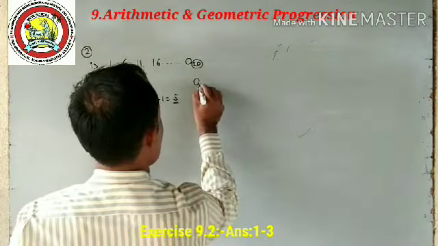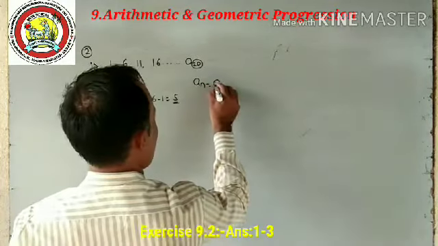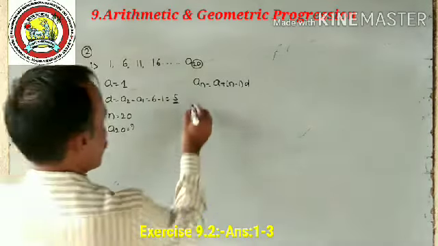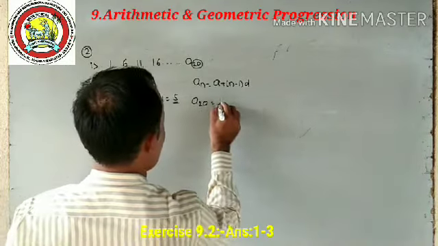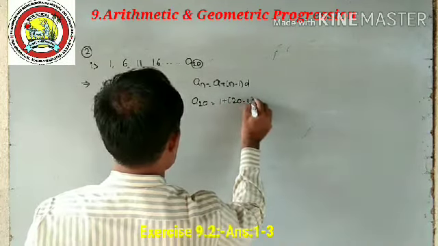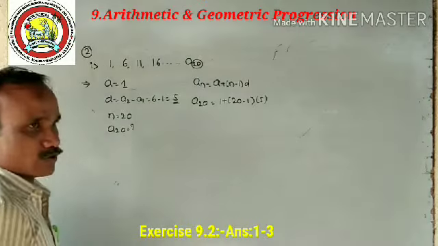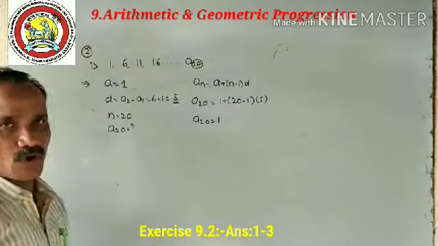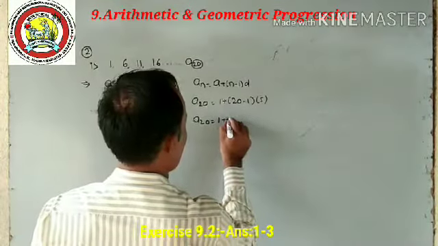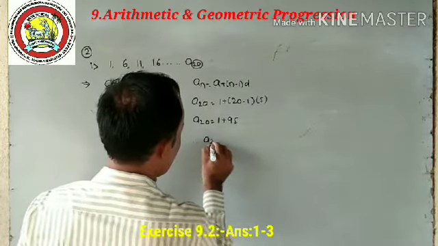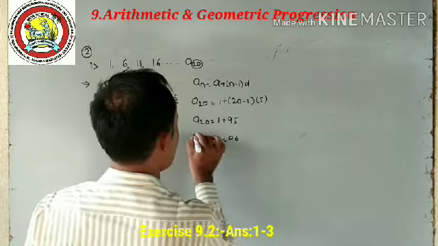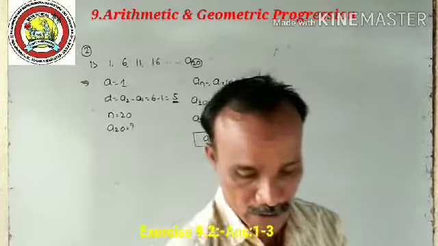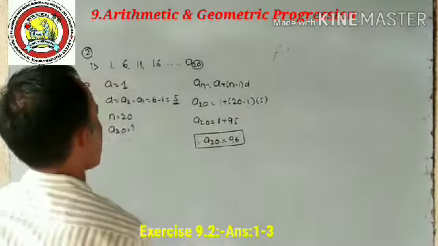What is the formula? An is equal to A plus (n minus 1) into d. So A20 is equal to 1 plus (20 minus 1) into 5. 20 minus 1 is 19, 19 into 5 is 95. So therefore, A20 is equal to 96. So this is the required term. A20 is equal to 96. Okay?